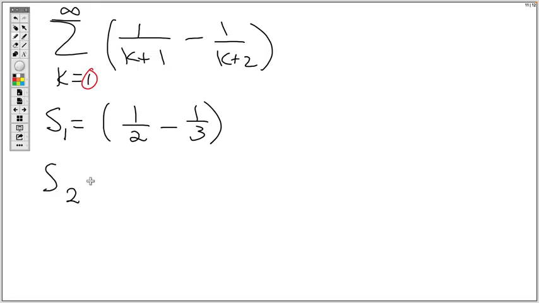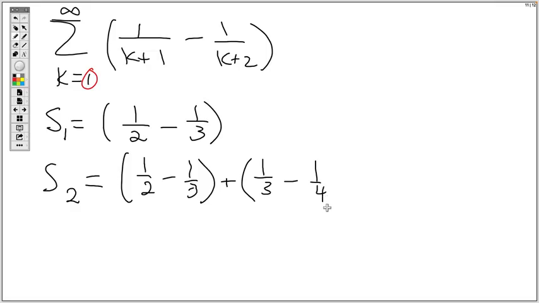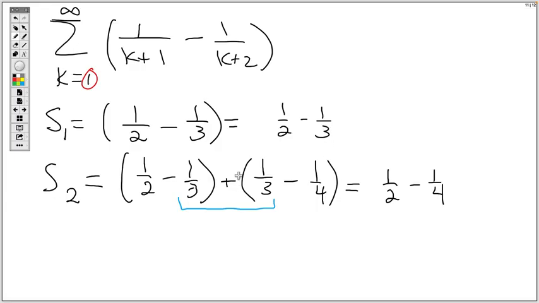Now for S2, we're going to add up the first two terms. So once again, we've got the S1 already. That's the first term. Now we're going to add on the second term when k is 2. And look what happens. Those things are going to do what? Totally drop out. So once again, we don't want to get common denominators because the whole point of the partial fractions was to undo that. You follow? Let's look at S3.